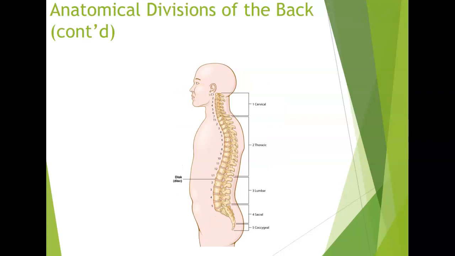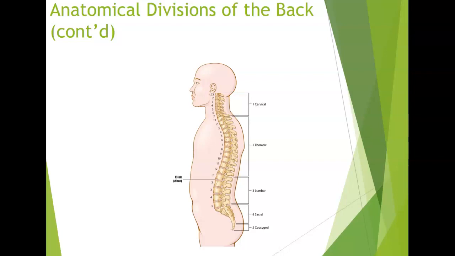Then we have the anatomical divisions of the back. The back is broken up into 5 different categories. The cervical area, the first area of the spine, is called the cervical spine. The second part is going to be the thoracic. The third is the lumbar. The fourth is the sacral. And the fifth area is the coccygeal. Now, if you notice here, 1 through 7 is going to be our cervical vertebrae.